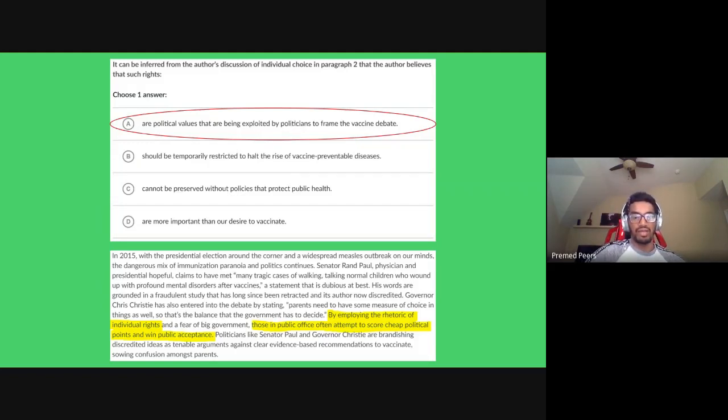So we look at the actual paragraph, and again, we see that a main point we can find in this paragraph is that people in public office are trying to use these topics to win public acceptance and political points. So we can find that answer choice in A because they're talking about political values that are being exploited opportunistically by politicians to frame the vaccine debate.